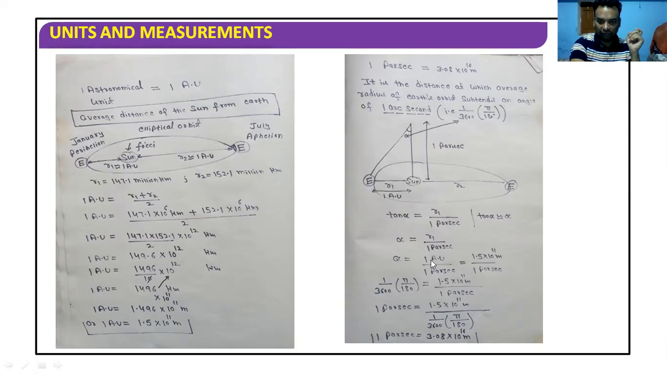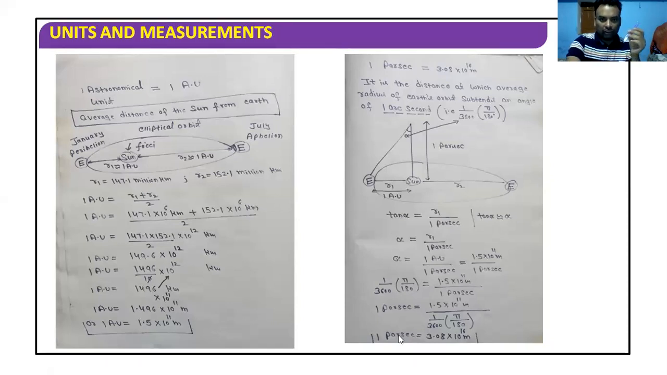And we know R1 is already 1 astronomical unit, which is 1.5 into 10 to power 11 meter. So alpha is replaced by 1 upon 3600 into pi upon 180. So finally we got 1 parsec is equal to 3.08 into 10 to power 16 meter.